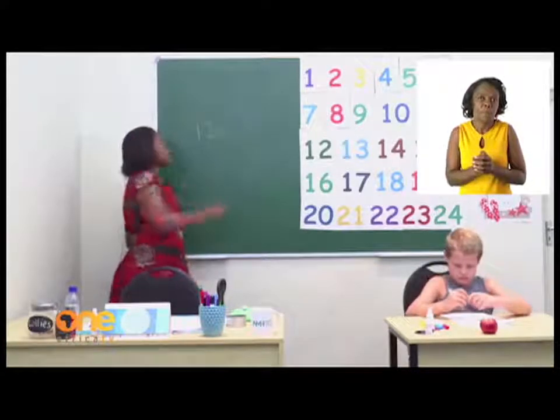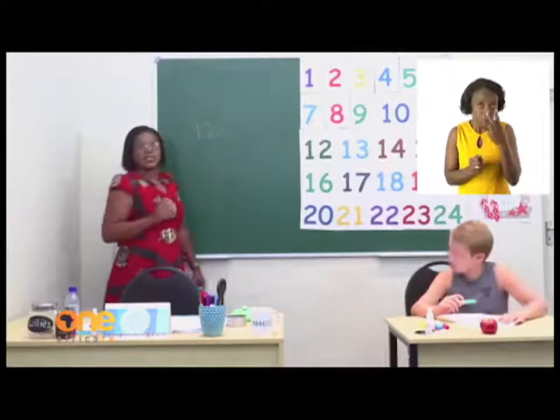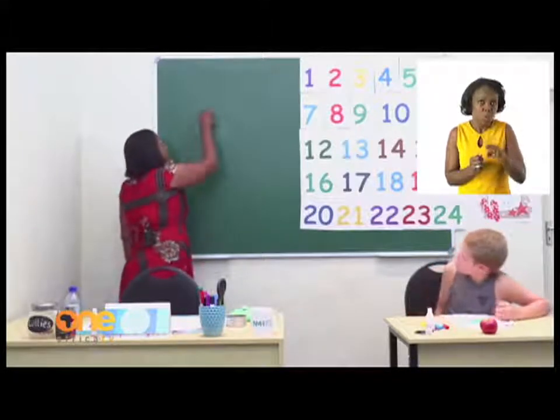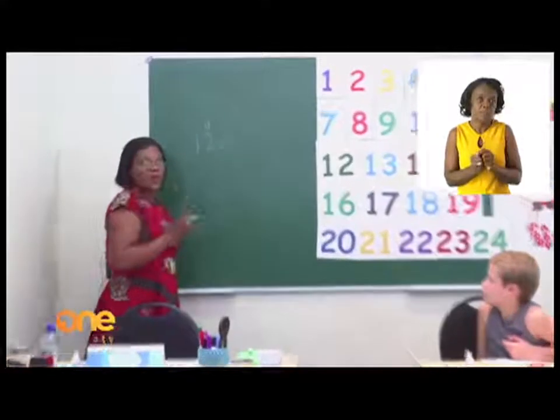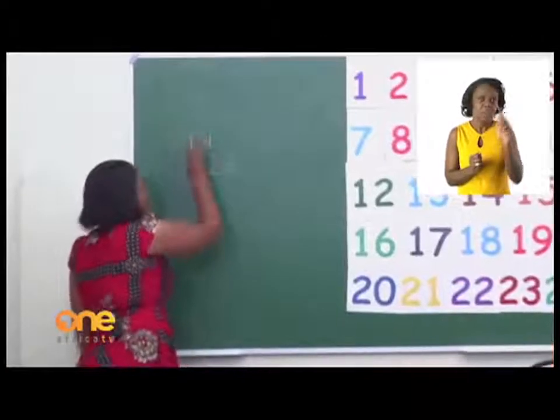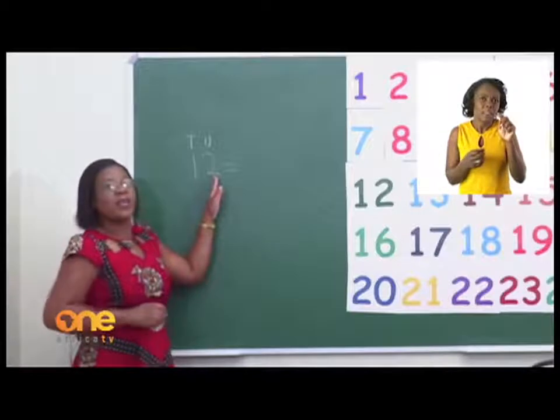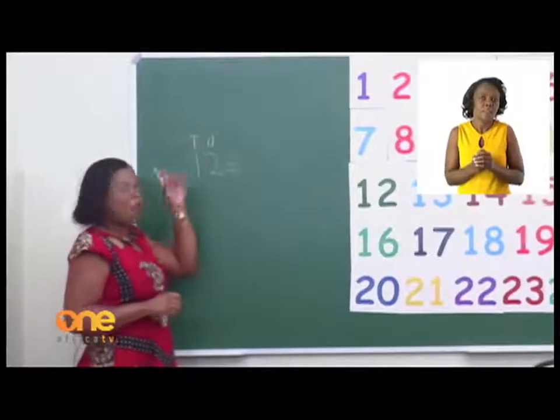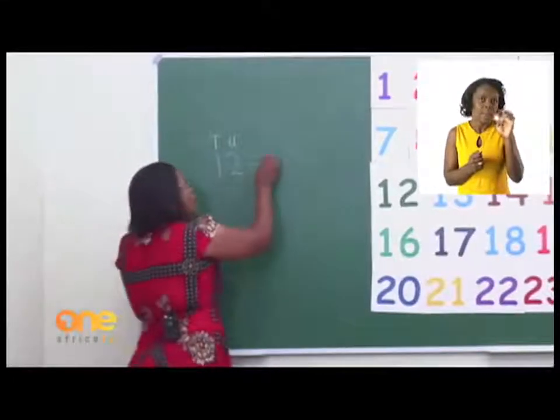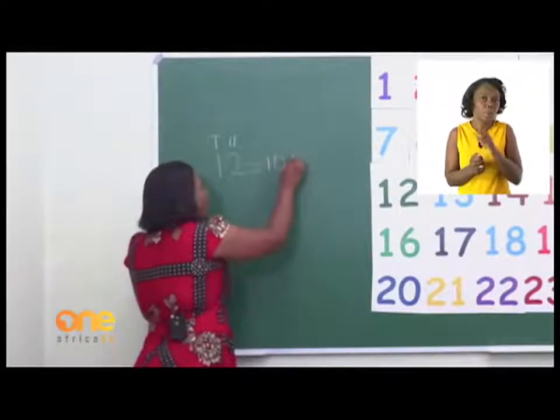Remember the place values? A 2, what place value does it have? A 2 is a unit. And the 1 is a tens. So how many tens do we have? How many units do we have? So we have only 1 ten. Therefore we write our 10 plus.